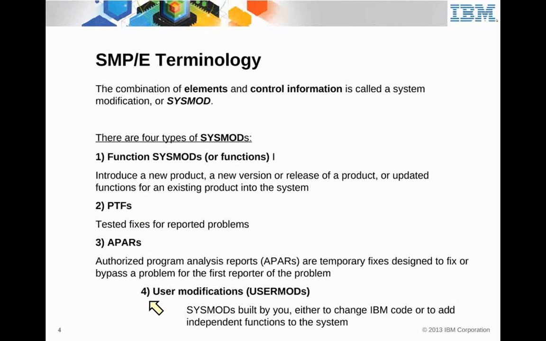This last one is offset, and it really should be over to the left. This is just a slide formatting issue. But the last type of SYSMOD is a user mod. A user mod is something you might code, and you could locally put this system modification on the system. It's also known as a user mod. So the four types of SYSMODs are function, PTF, APAR, and user. Those are the four types of SYSMODs.